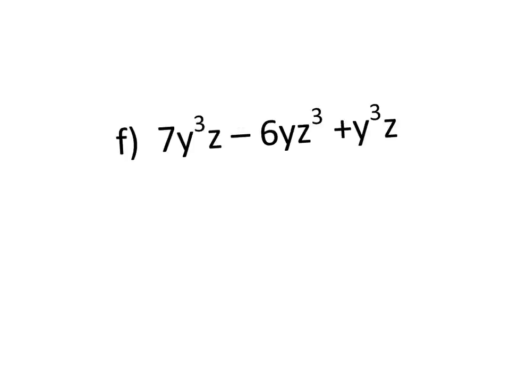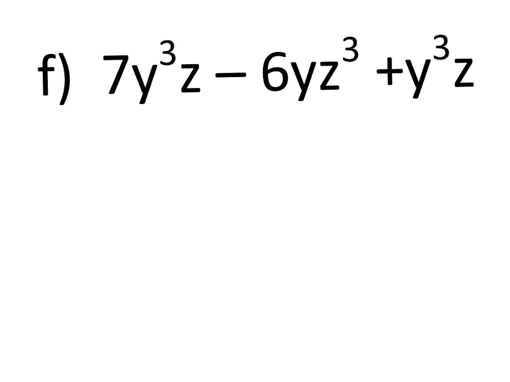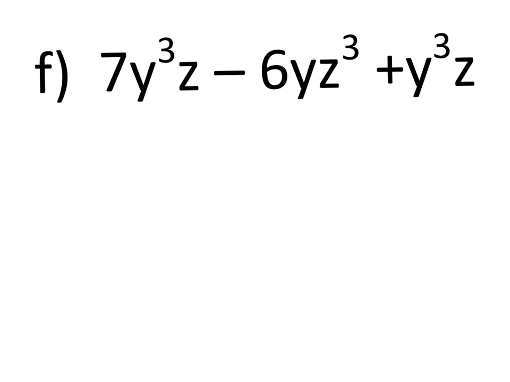Okay, and then let's go to F. All right, now we really got to be careful here because they're going to try to trick us up. So y to the third z, y to the third z. This guy's no good because he doesn't have a y to the third. It's z to the third. So this guy cannot be combined.